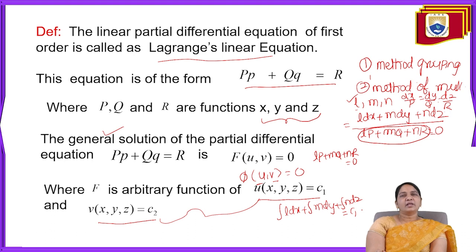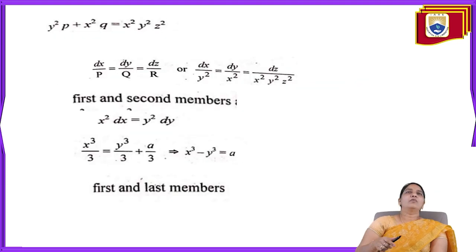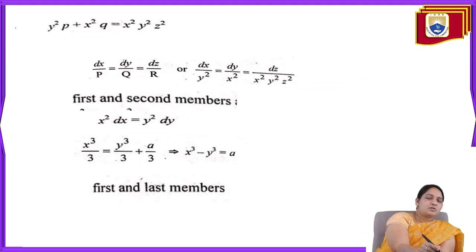Based on this, I can get one solution. In the same way, I take another set of multipliers, and in the same way I can simplify this to get the second solution. So these are the procedures to solve the given problem. Now I am moving to the problem.